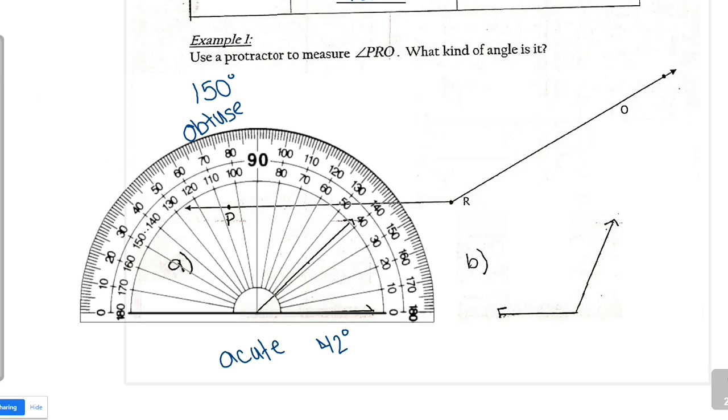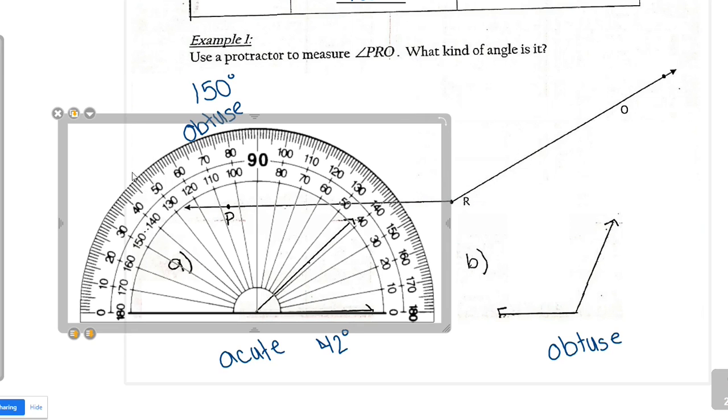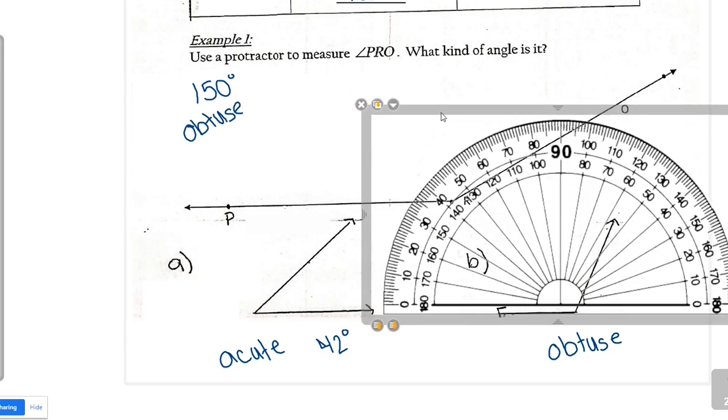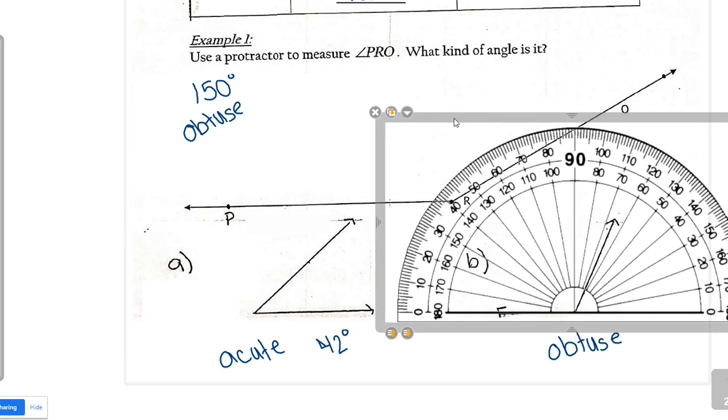And then our last angle here we need to measure. Just by looking at it, if we think of the floor and a wall, it's greater than that. So our measurement is going to be larger than 90 degrees, which makes it an obtuse angle. So let's go on and measure it. Line it up with the corner, and then let's look where it goes.